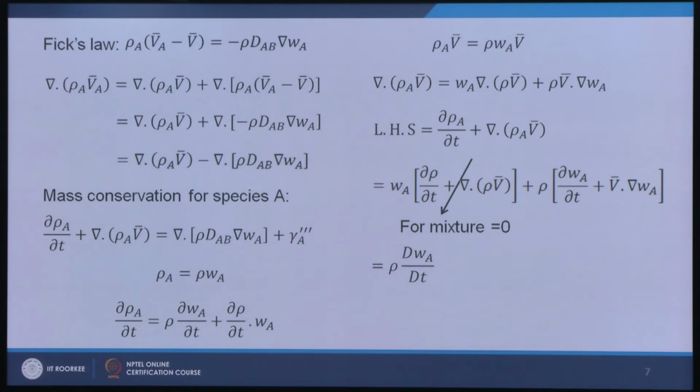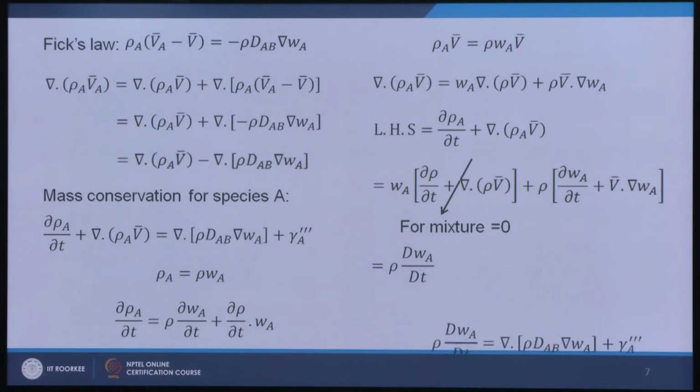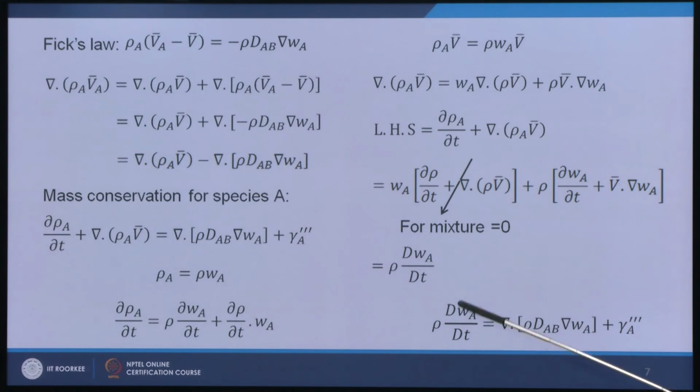Okay. So once we incorporate this term in the mass conservation of species A, then finally we get rho into the total derivative of omega equals del dot rho D AB into del W A plus gamma A triple dash, which is the generation. Okay. So this is the species conservation equation for phase A.